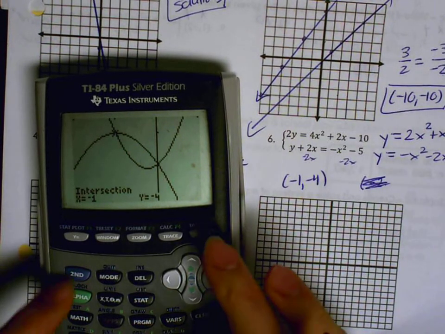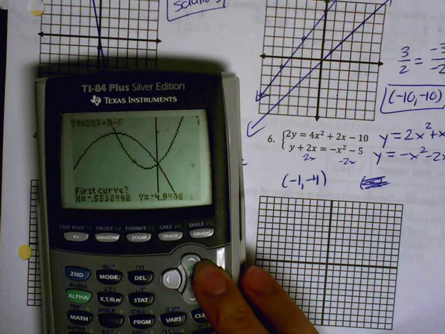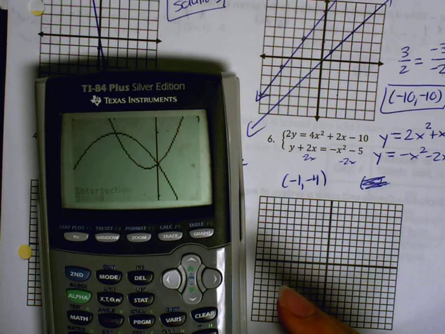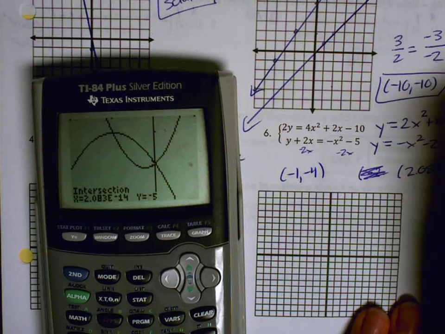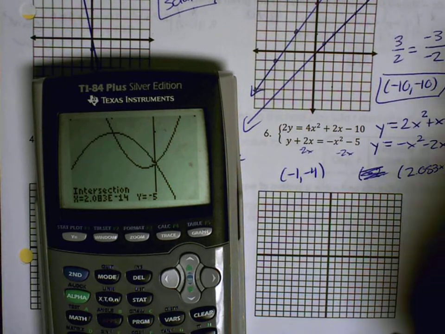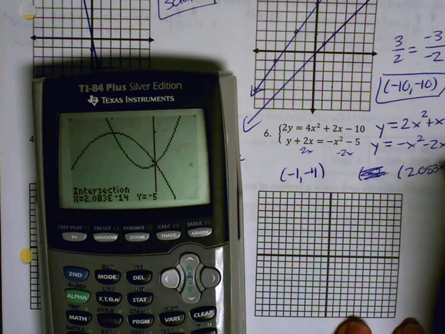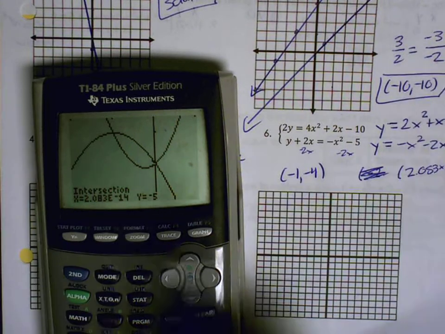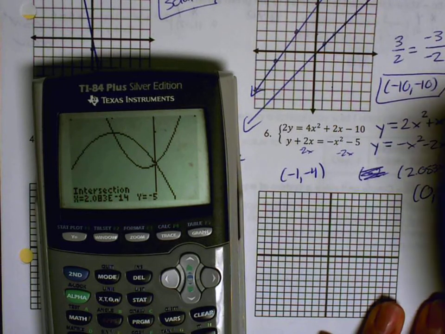That seems right. Let's try this other one again. I'm not sure why it's doing that. Second calc intersect. Go near this second point of intersection. Enter, enter, enter. 2.083 times 10 to the -14 and -5. So if y is -5, I guess it's saying it's really close to 0 on this one. So what we want to do is probably check the table, because what this is saying is 2.083 times 10 to the -14 is a number that's super close to 0. So in reality, this is 0, -5.